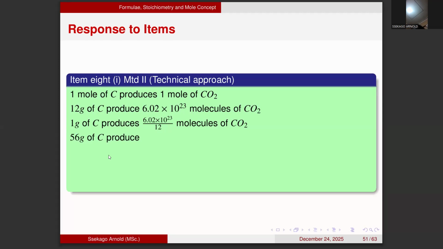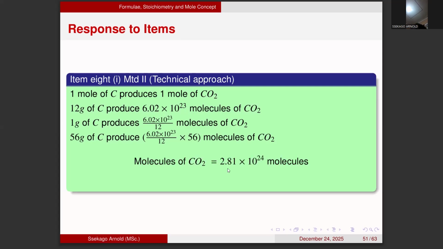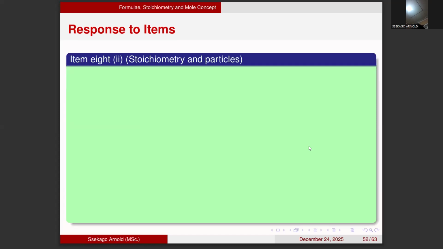Then what of the 56 grams of carbon in question? 56 grams of carbon in question produce, so we multiply this fraction times 56 molecules of carbon dioxide, and computing this, we obtain the same answer as before: 2.81 times 10 power 24 molecules of carbon dioxide. So this is item 8, Roman 1.